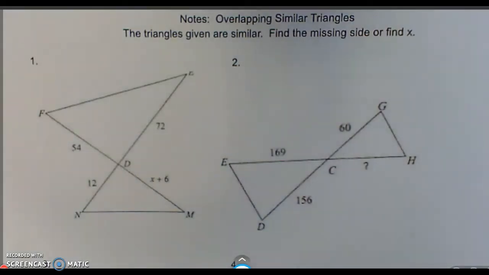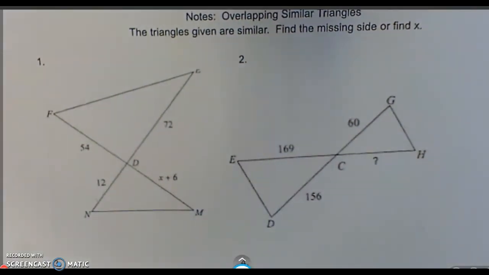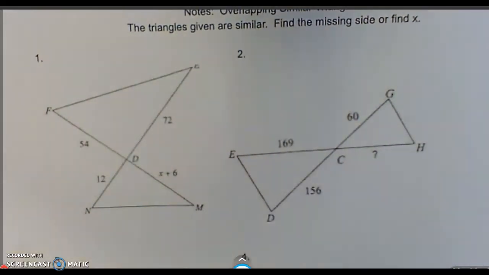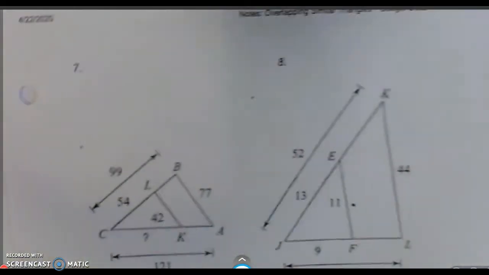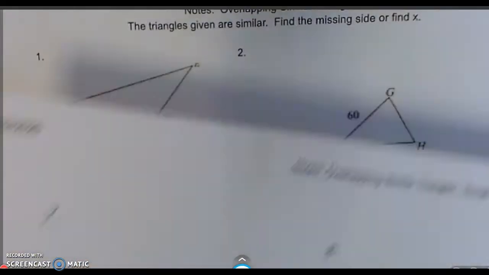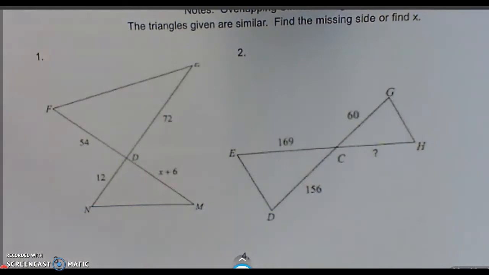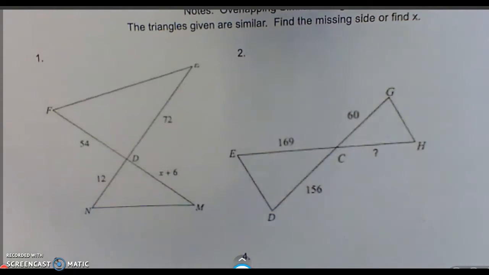We're continuing to talk about similar triangles, and we want to look at overlapping triangles, triangles that are not just side by side, but they're kind of together, like these. There's also some triangles that will be inside of each other like these, so we're going to look at lots of different triangles like this. We're still going to use our rules about proportions, but what we have to do is figure out what sides correspond together.